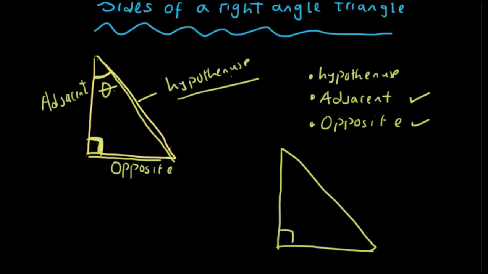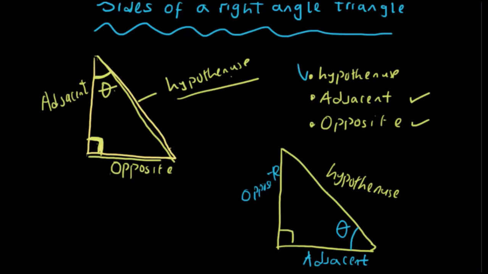Now, if we have another right angle triangle, remember, the side facing the right angle is the hypotenuse. Let's say this time around, we have the angle here. Let's still call it theta. Now remember, the side facing the angle is the opposite. So this becomes the opposite, then this becomes the adjacent. Do you understand?